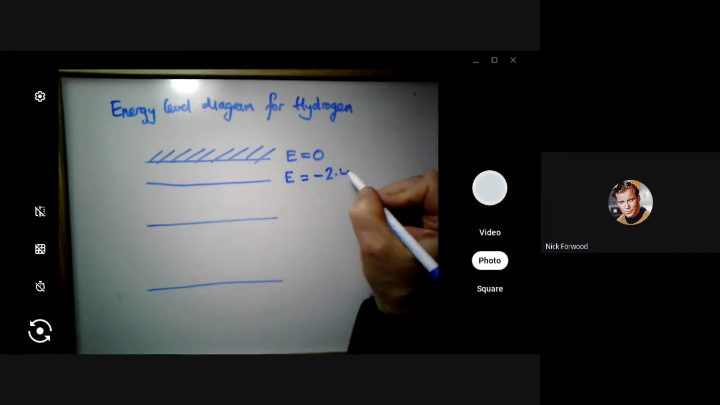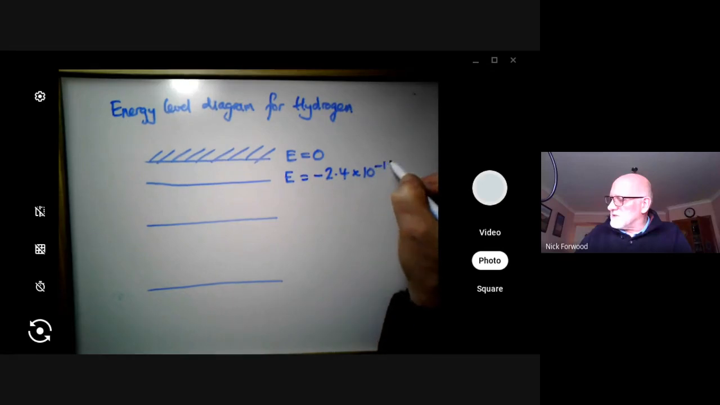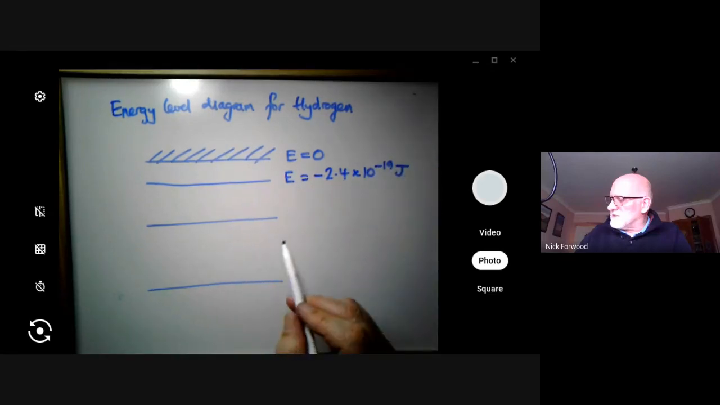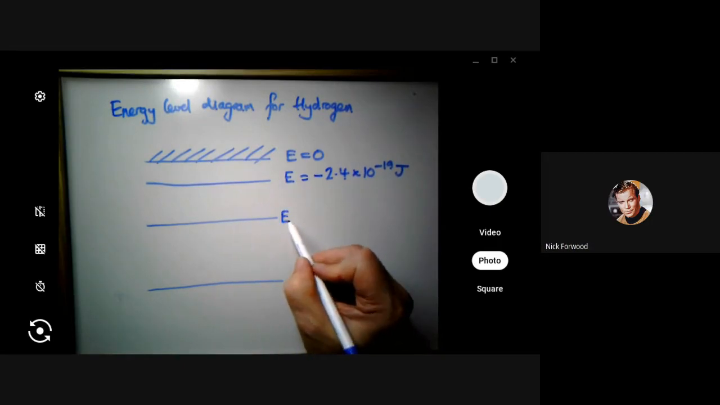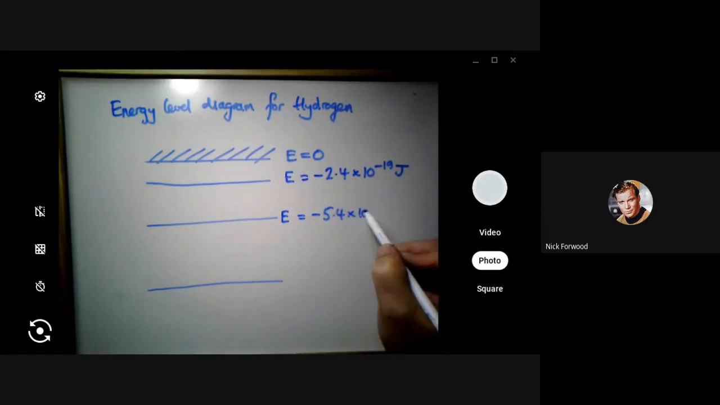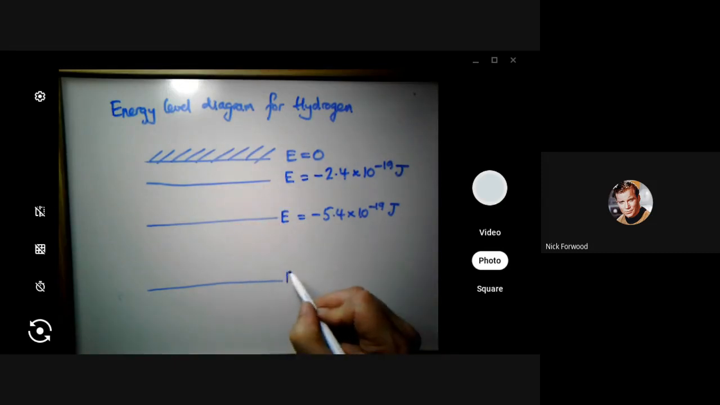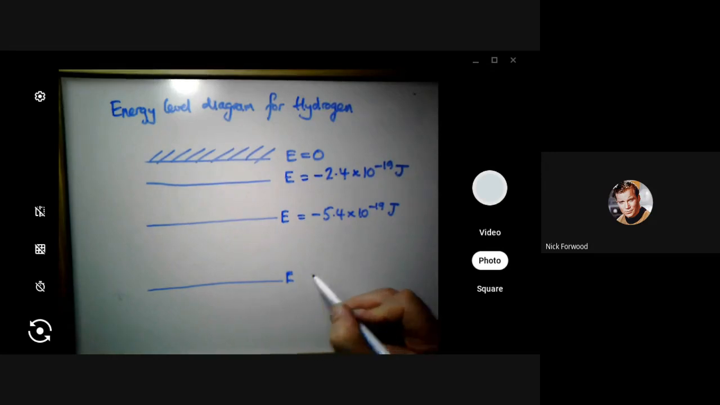-2.4, and it's an incredibly small amount of energy, as you can imagine, times 10 to the -19 joules. And let's have this one here, and it is -5.4 times 10 to the -19 joules. And this one down here, it's quite a long way further down, and the energy at this level, this minus level going down, is -21.8 times 10 to the -19 joules. So these are the energy levels that we've got.